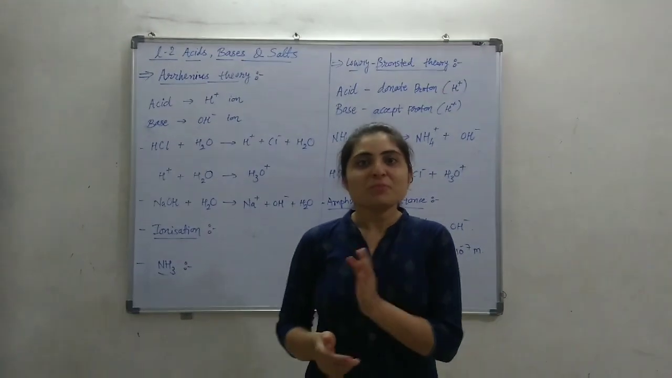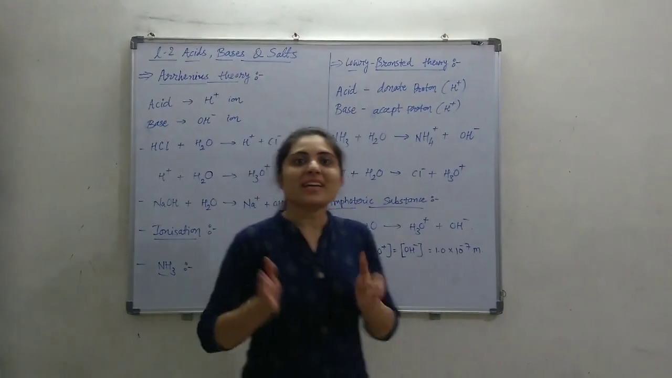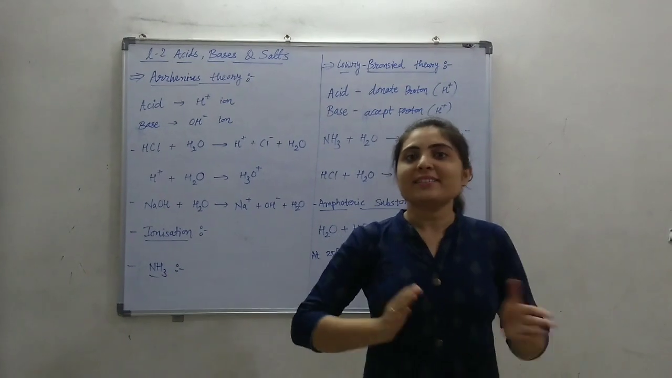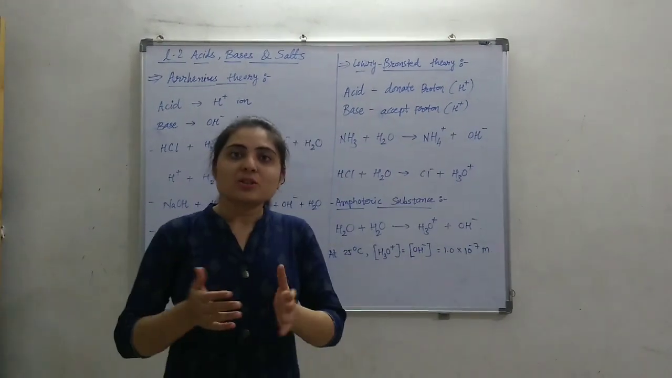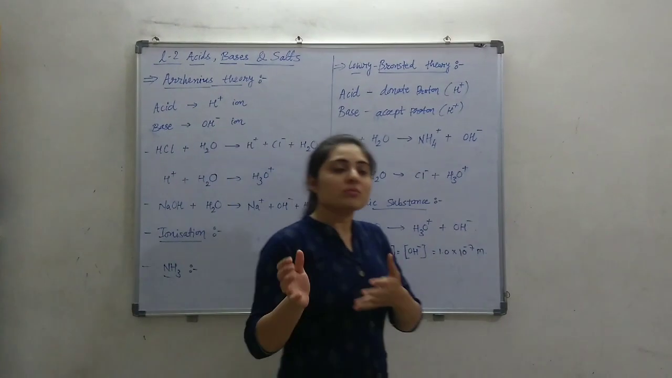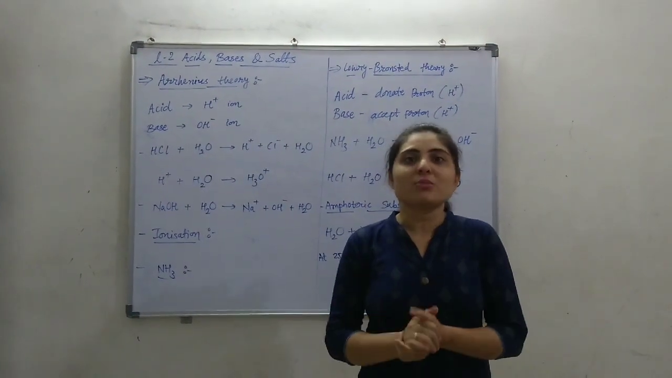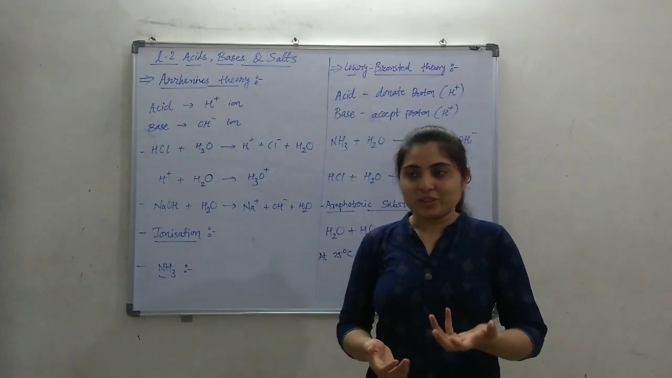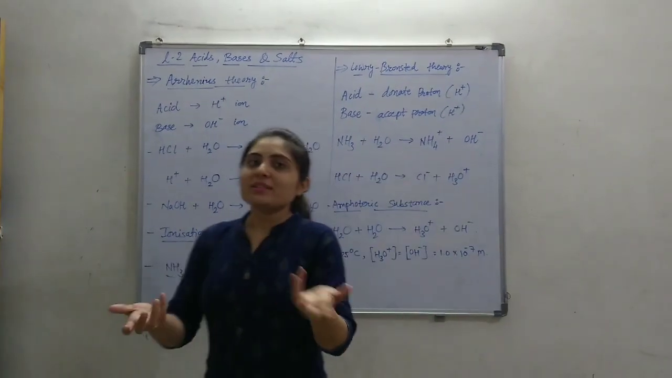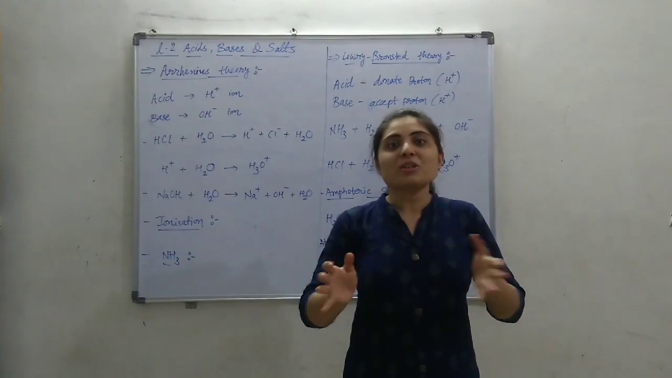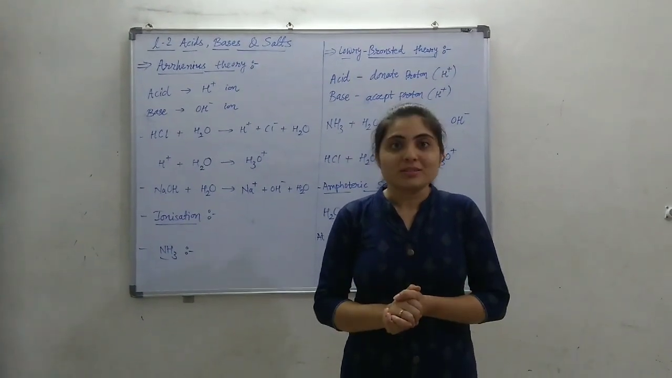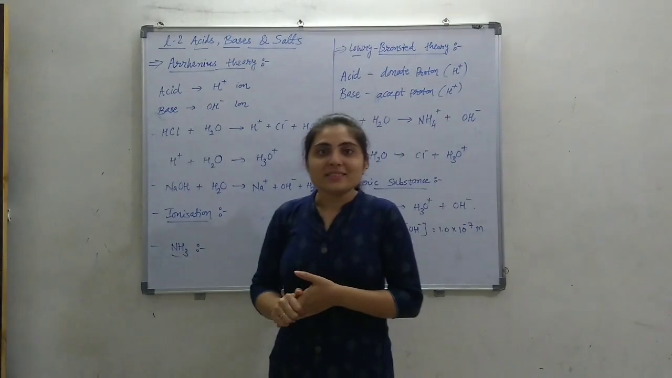Hello students. In the previous lecture, we learned about the chemical properties of acid and base. By observing the chemical properties, we can conclude that generally all the acids have similar chemical properties, right? And all the bases have similar properties. What makes this? Why are the chemical properties of acids similar? What is common in all the acids?